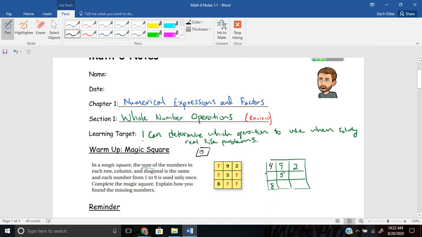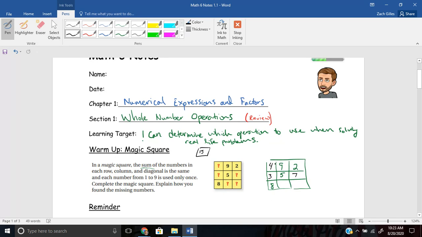I have 2 here, so 8 and 4 is 12. What am I missing to get to 15? That would be 3. Yeah. What else do I have? All right, now I have these 2. So 3 and 5 is 8. How many more do I need to get to 15? I need 7.